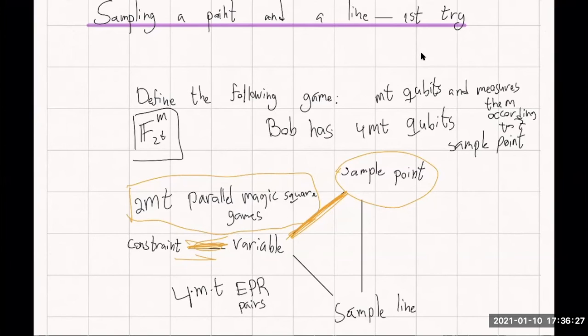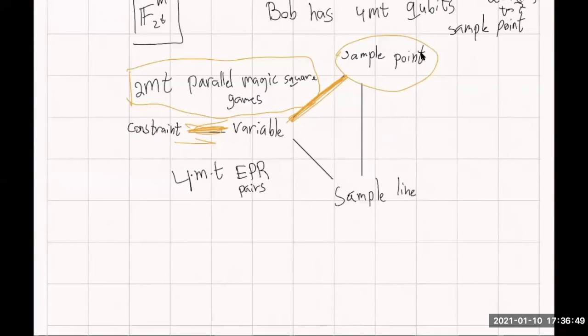Maybe it will be helpful if you tell us they share 4 MT EPR pairs. They also share more qubits. No. Oh, so they share just these 4 MT EPR pairs, and some of them will be used for the magic square games, and some of them... So my claim is that the 4 MT EPR pairs come in pairs, right? There is the first pair, the second pair, and there are 2 MT pairs of pairs. This pair is used for magic square 1, this is used for magic square 2, and so on. So to win the first copy of the magic square game, they need to use the first EPR pair. To win the second magic square game, they need to use the second EPR pair, and so on and so forth.